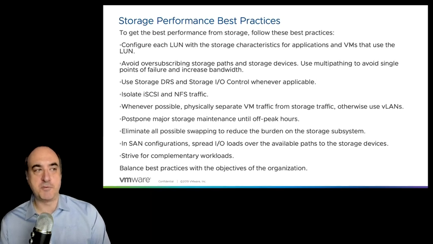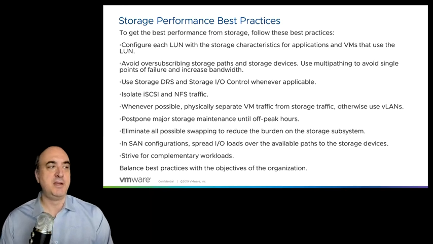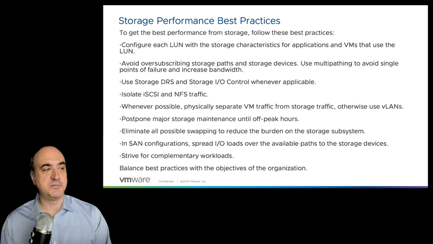In fact, with storage performance best practices, what we really want to achieve is to ensure we've configured each LUN with the storage characteristics for the applications and the VMs that are intended to use that LUN. Avoid oversubscribing storage paths and storage devices. Multipathing is great for avoiding single points of failure and increasing bandwidth. Use Storage DRS and storage I/O control with traditional storage wherever possible. That would mean iSCSI, VMFS, NFS, right? Make sure those networks that are using iSCSI and NFS are isolated. If possible, physical separation, but if you're consolidating networks, then keep them separated out using VLANs.